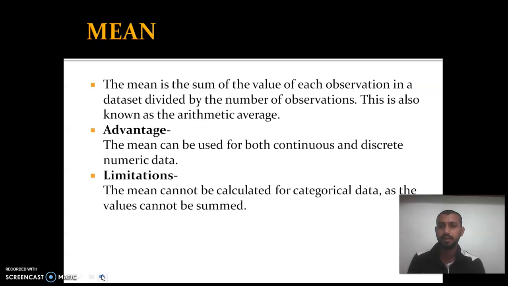What is mean? Mean is the sum of the value of each observation in a dataset divided by the number of observations. This is also known as the arithmetic average. What is the advantage of mean? The mean can be used for both continuous and discrete numeric data. What are the limitations of mean? The mean cannot be calculated for categorical data as the values cannot be summed.